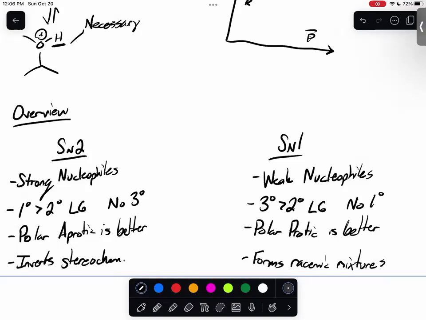Now, that being said, that's the end of this lecture. In the next lecture, we're going to talk about something called E1, or unimolecular elimination. And what we're going to find is that essentially it's going to be the third piece that coincides very well with SN1. All right, so until next time, we'll see you then to talk about E1.